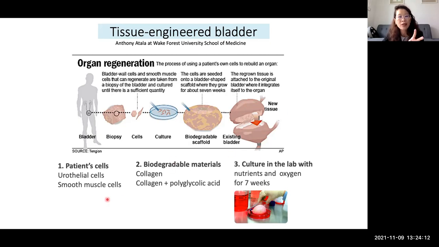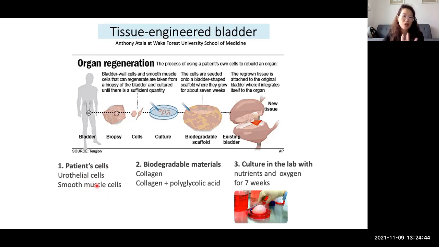So when we take a look at what's going on in each part, the cells, scaffold, and the environment, you will see there are two types of cells used in bladder reconstruction: the endothelial cells, which are the cells inside the bladder, and also the muscle cells, because the bladder has to contract and release when you go to the toilet, right?